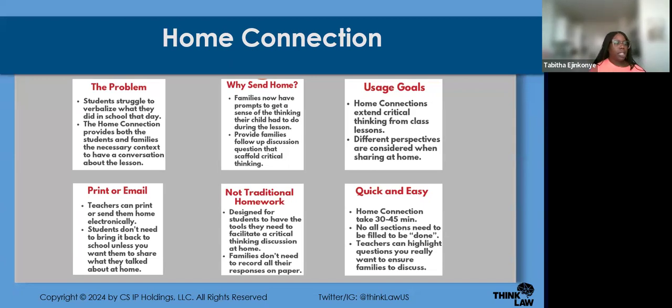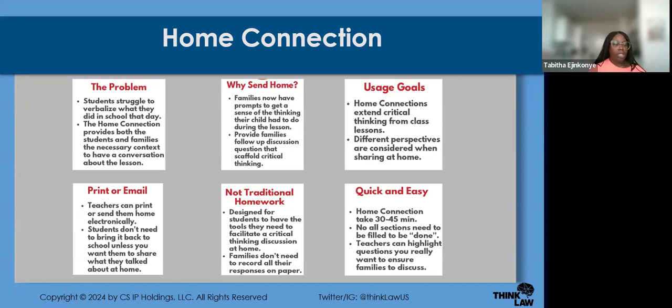You definitely want to send these home. It's a time to get your parents involved, keeping that conversation going so that it doesn't just end in the classroom or in your learning environment. Again, it's not your traditional homework, but these are quick and easy, 30, 45 minutes tops. Not all sections need to be filled out and done. You can just simply have a conversation and say, come back and let me know how it was. And start that conversation back up in the morning, maybe even during advisory period, or at some point along your day to continue that conversation.